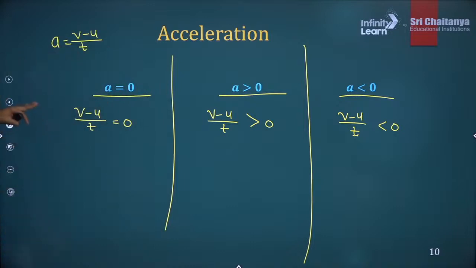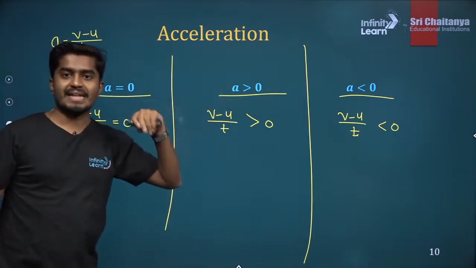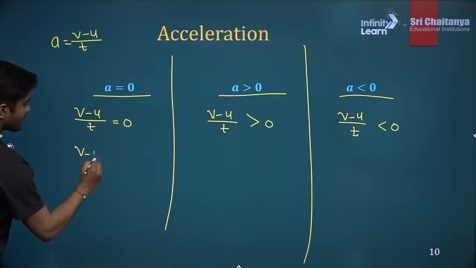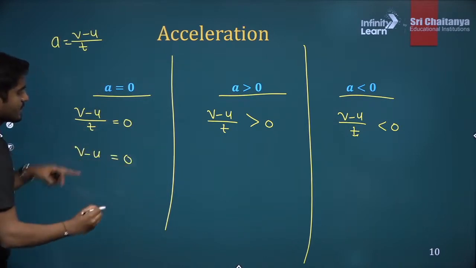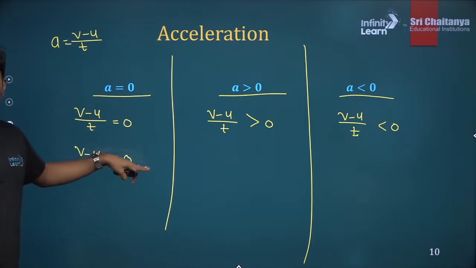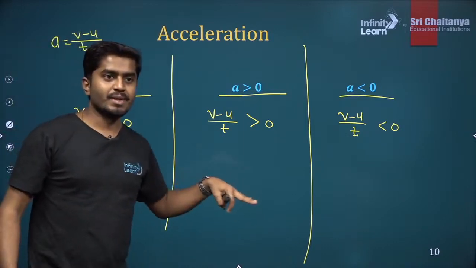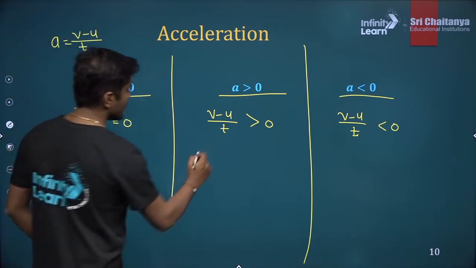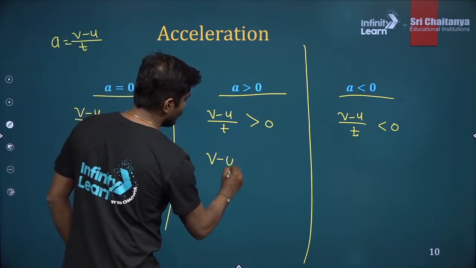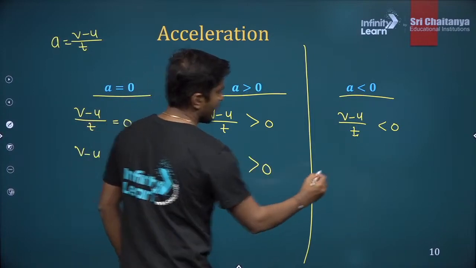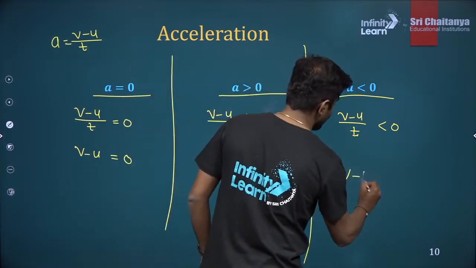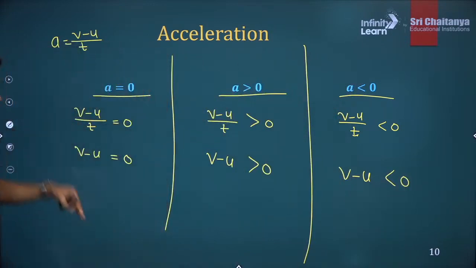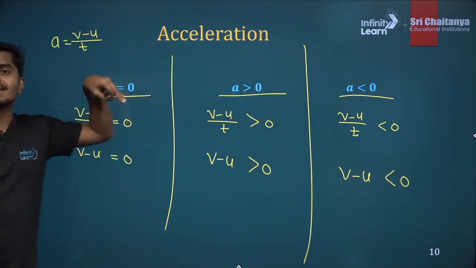Now what you do is you multiply both sides by time. If you multiply both sides by time, you will get v minus u is equal to 0. 0 into any number is going to be 0 only. So what will happen, Dinesh? Tell me. Here v minus u is greater than 0, and here it would be v minus u is less than 0. Now what you do is take this minus u to the other side.